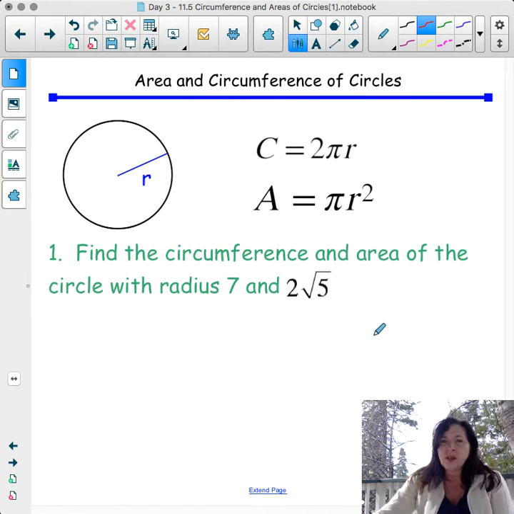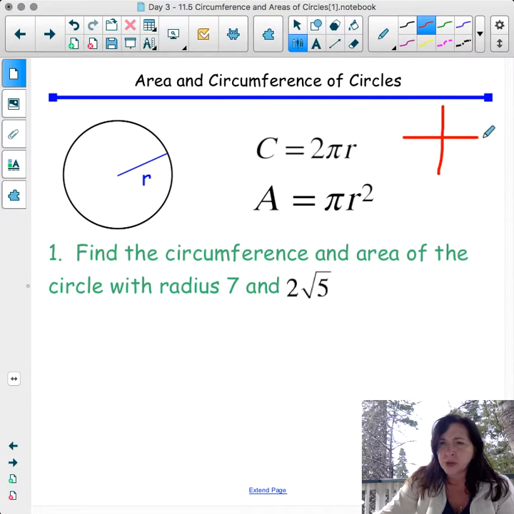So today's all about finding the area and circumference of circles. Now, we know that the circumference is 2 pi r, r being the radius. With a radius of 1, 2 pi all the way around a circle of radius 1 is 2 pi. In Algebra 2, we're going to learn a lot about this unit circle here with a radius of 1.